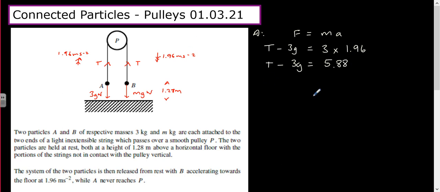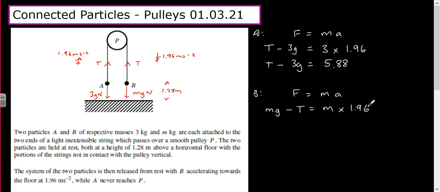I've written an equation of motion using F equals ma. Next, I'll do the same thing for particle B. F equals ma, and I'm going to write the equation of motion. This time, the tension is going to be negative because it's acting opposite to the direction of travel, but the mg is going to be positive. So I've got mg minus T, that's my resultant force, equals the mass m multiplied by the acceleration, which is 1.96.